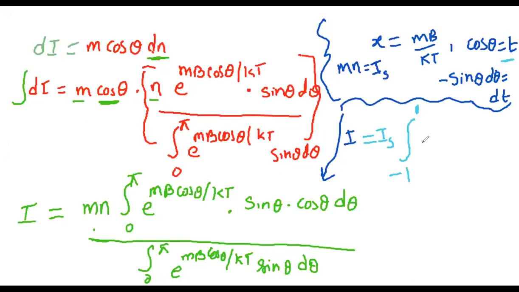Then we stop it. So what I'm trying to say, I have to substitute here e power mb by kt. I'm assuming that as x. So x cos theta, right? Cos theta, what I said, t, so xt. Very good. Xt, and minus sin theta d theta, what happened, dt. Here sin theta d theta is there, so this becomes dt.